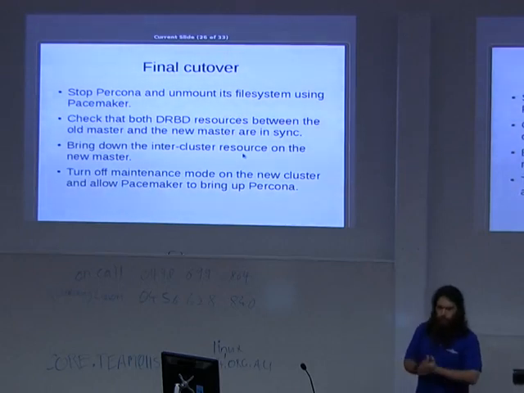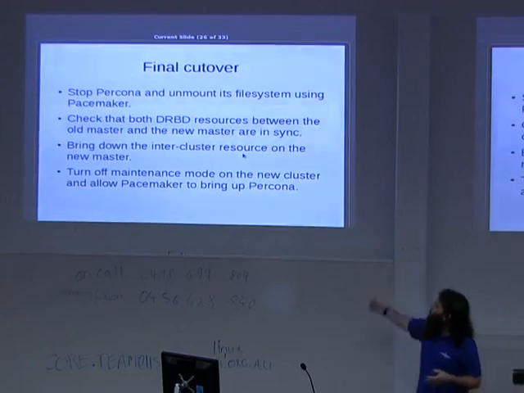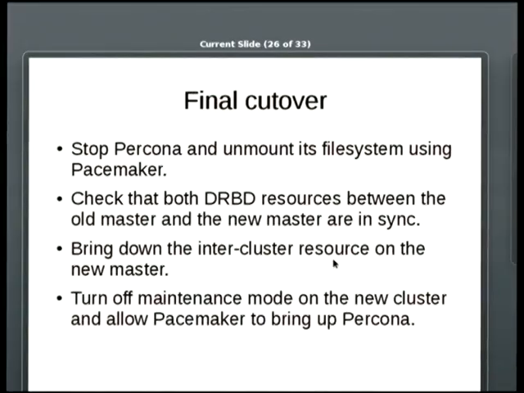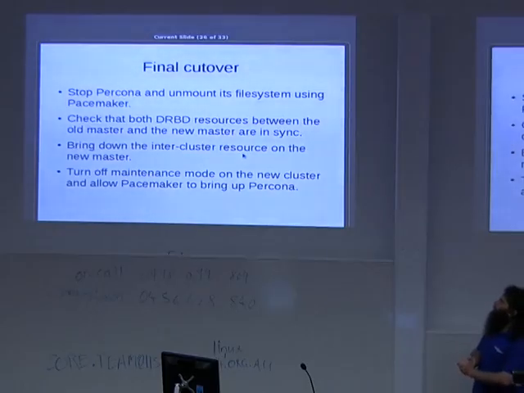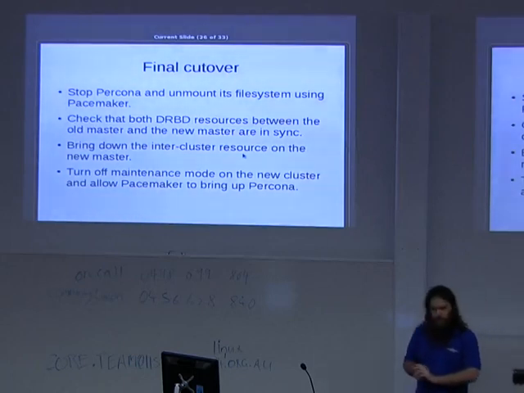So once we'd done all the testing and we were ready to cut over, first thing, of course, is to stop Percona and unmount its file system so you no longer have anything writing to the DRBD resource. I like to check that both DRBD resources are in sync, because if something unexpected happens and you find that you have a few blocks out when you cut off the replication, then again you can get corruption, or at the very least out-of-datedness.